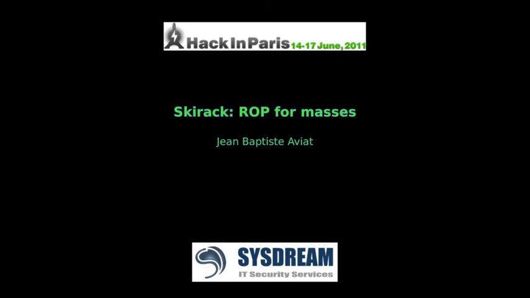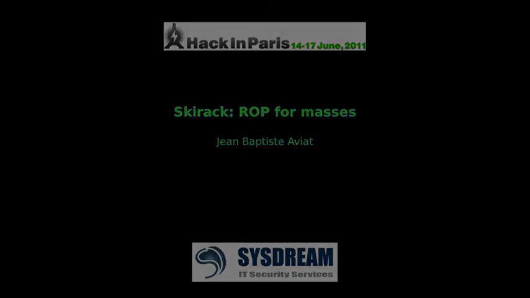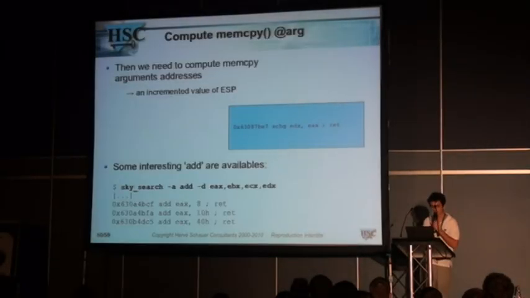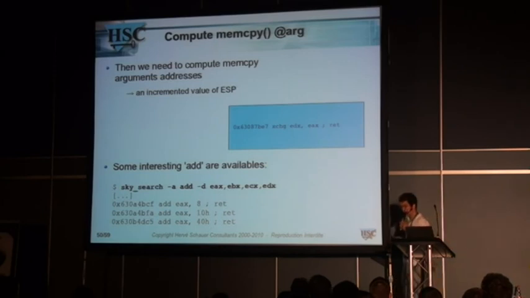Okay, so how do we craft the memcopy arguments? To save EAX, it's easy. You can just use the exchange instruction, which can operate on EAX. So with this simple search command, you will find this instruction. So we put in our ROP chain this instruction, this address, I mean. Then we need to compute the memcopy arguments.